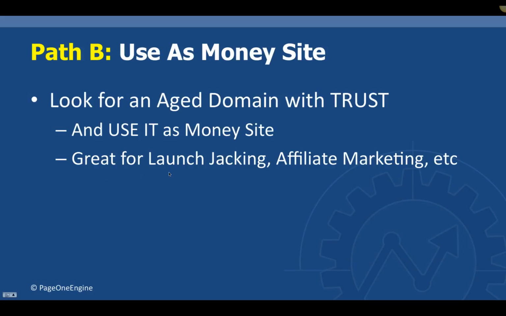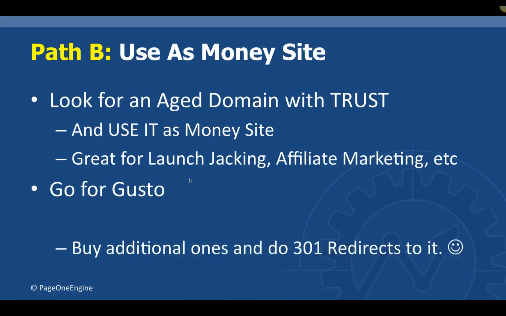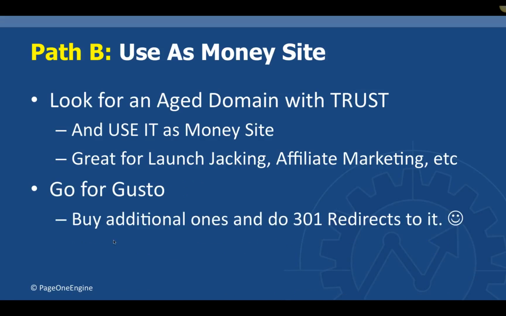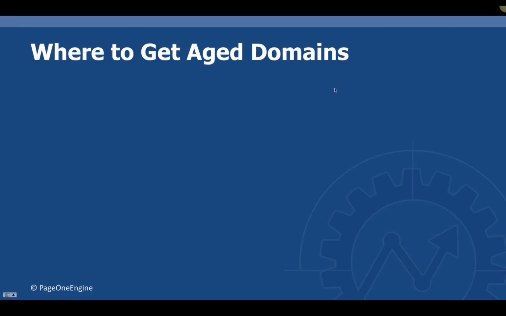But use as a money site, something like that for political, old sites that are just used and that they let go. Great for those kind of things. So you go for the gusto, of course, and you can buy additional domains that don't have anything to do with whatever you're doing, and just do 301 redirects to it, just like we did in Path B. So I hope that makes sense.